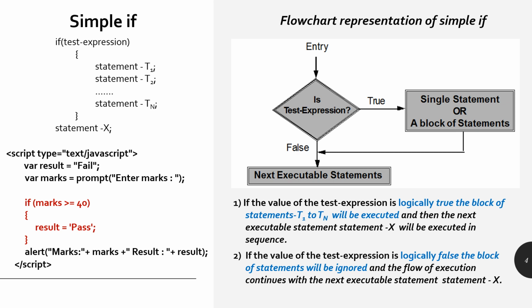Initially we are getting marks from the keyboard, accepting the marks from the keyboard. That marks we are comparing with the reference marks. If it is greater than or equal to 40, we are assigning pass. Otherwise, nothing; the previously assigned result, fail, will remain. After execution of this, you can print the result based on those marks. It's clear now. This is about simple if.